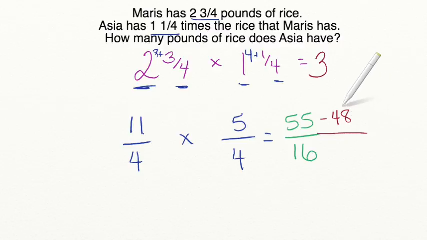So now we need to subtract out that whole from our numerator. 55 minus 48 equals 7. And that leaves us with 7/16 left over. So we have 2 3/4 times 1 1/4, which equals 3 7/16.